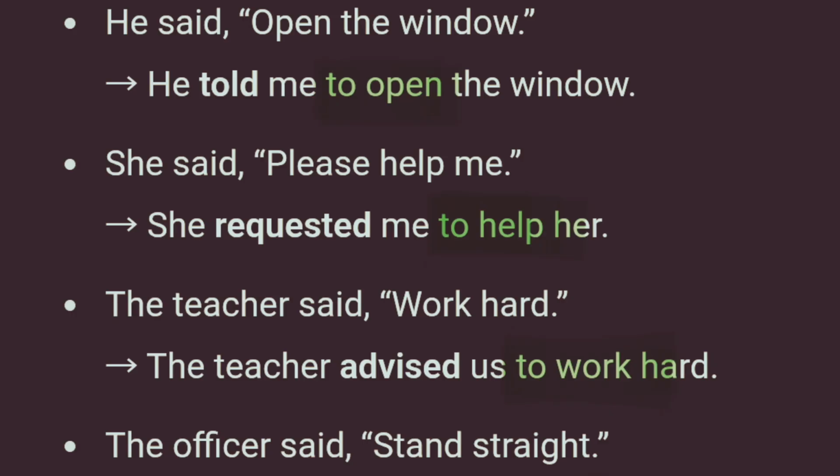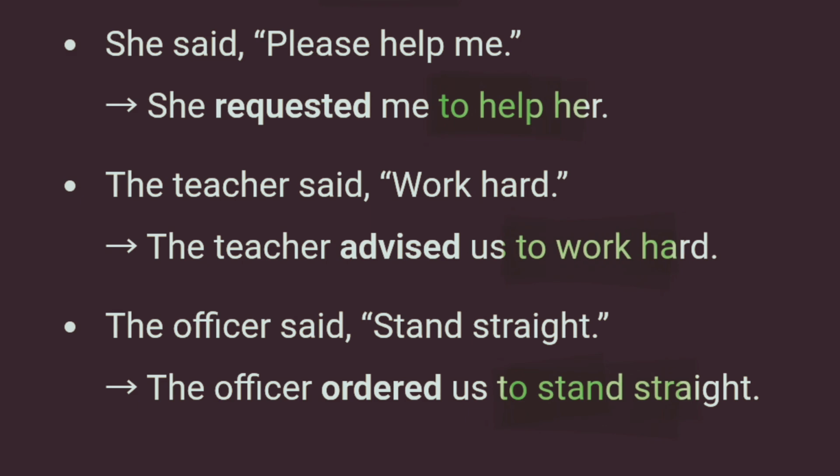She said, please help me. Then in indirect speech, she requested me to help her. Now next example, the teacher said, work hard. Now here we will see that the teacher advised us to work hard. The officer said, stand straight. So the officer ordered us to stand straight.